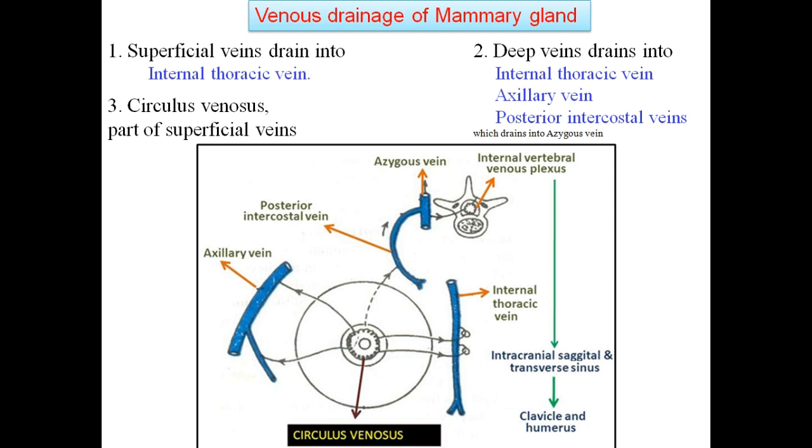As far as venous drainage of the mammary gland is concerned, it receives blood from the superficial veins and deep veins. The superficial veins drain into the internal thoracic vein, and deep veins drain into the axillary vein, posterior intercostal vein, and internal thoracic vein. The circulus venosus are small tributaries around the nipple and areola that drain into the internal thoracic vein, and very few tributaries drain into the axillary vein.